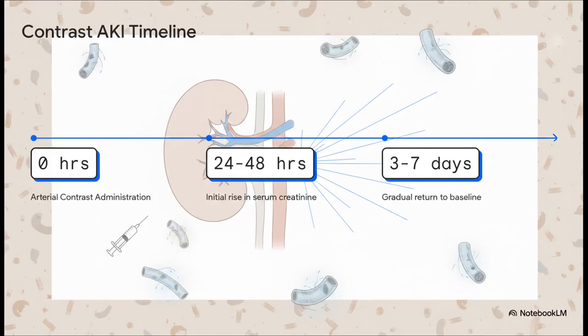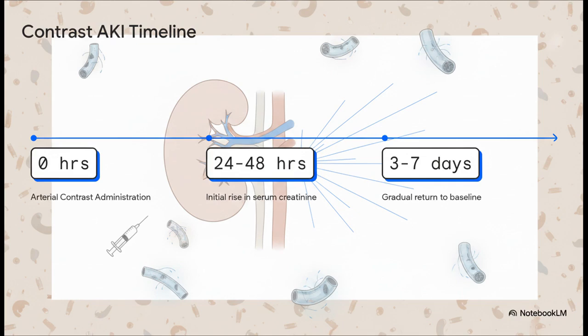For contrast-associated AKI, you must memorize this timeline. The initial rise in serum creatinine happens 24 to 48 hours after giving arterial contrast, and it gradually returns to baseline within 3 to 7 days. This specific kinetic profile is what differentiates direct contrast tubular cytotoxicity from other nephrotoxins, which usually take a week or more to show up.